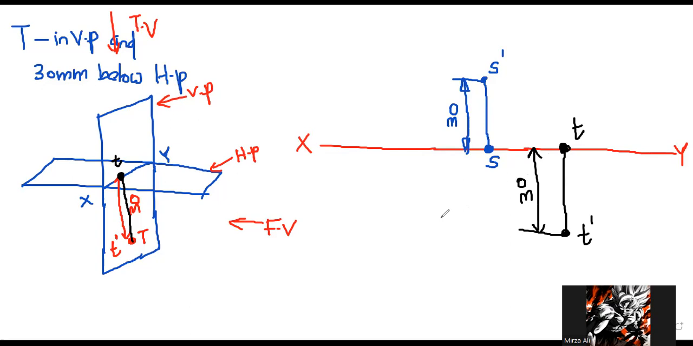Okay, so point T is in VP and 30 mm below HP. So here the front view T dash is 30 mm below XY line, and the top view T is on the XY line. Finished? Yes, sir. Okay.